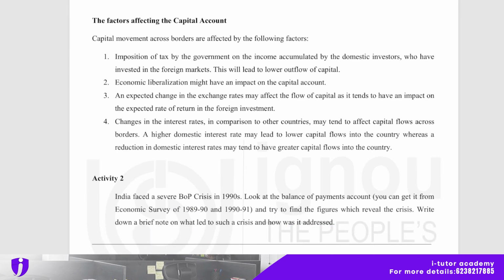Next is changes in the interest rate in comparison to other countries, which may tend to affect capital flows across borders. A higher domestic interest rate may lead to greater capital flows into the country, whereas a reduction in the domestic interest rate may tend to lower capital flows into the country.